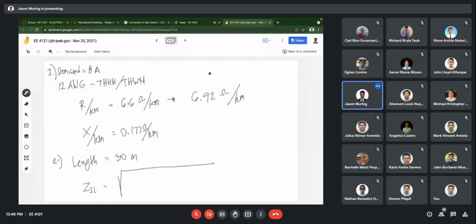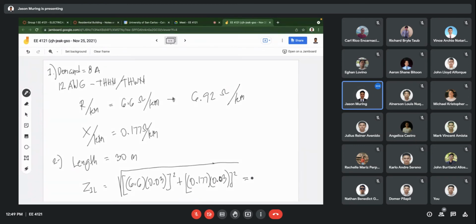Yeah, probably 30, so we multiply this by 0.03. So 6.6 times 0.03 squared plus 0.177 times 0.03. Again, this is the length. Okay, so this is squared. So that is 0.06612.